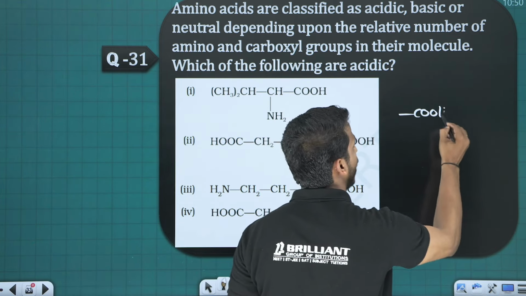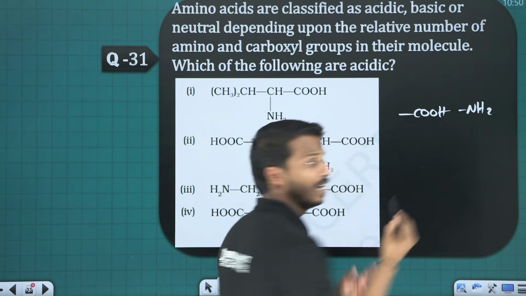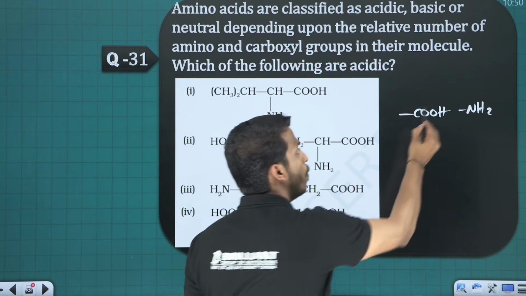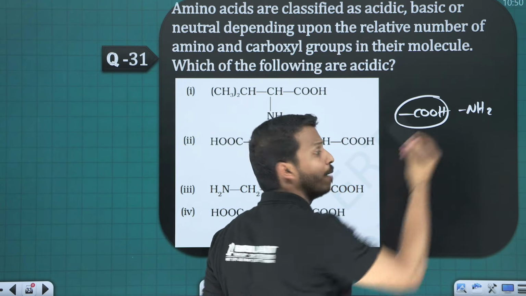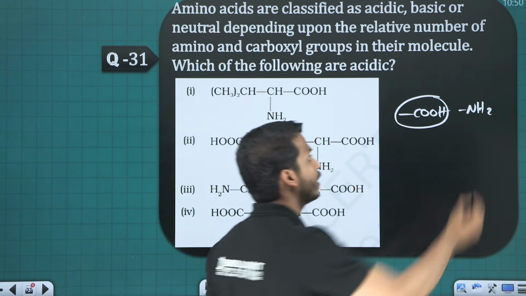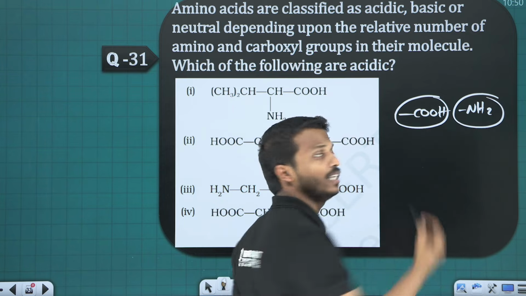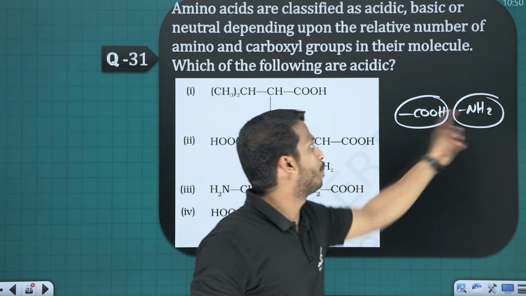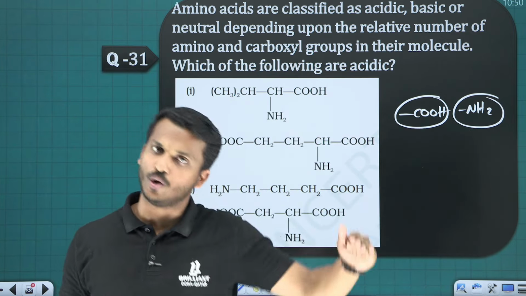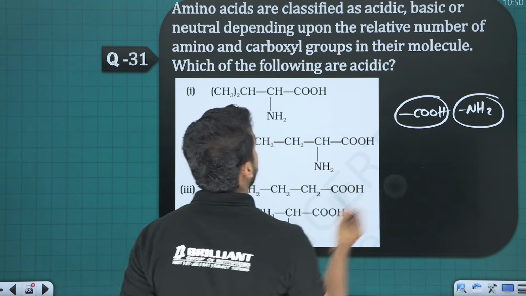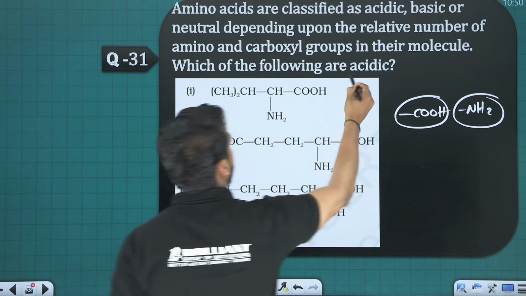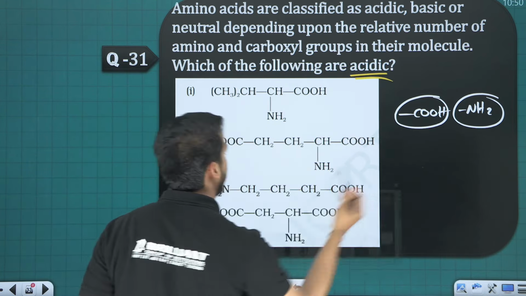Now, amino acids are classified as acidic, basic and neutral on the basis of the number of acid groups and amine groups. If the amino acid contains more acid groups than amine, then it becomes acidic. If it contains more amine groups than acid, it becomes basic. And if the same number of acid and amine groups are present, they are neutral. So, question here. Which of the following are acidic in nature? Come on, what is the answer?